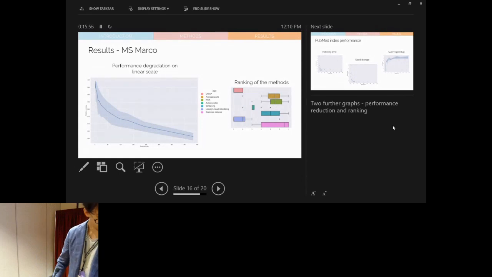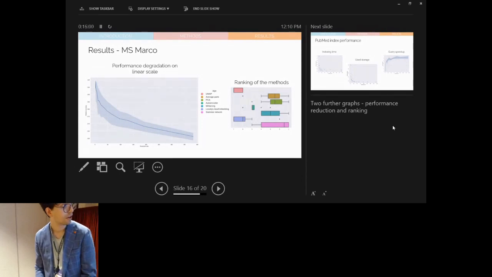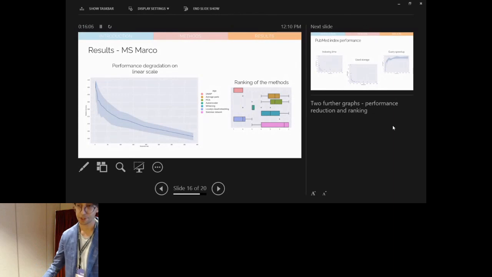And as for the ranking of the methods, the three winners so far are the PCA algorithm, the Siamese network, and simple averaging. So those are the three algorithms that we chose to further benchmark on the PubMed dataset.